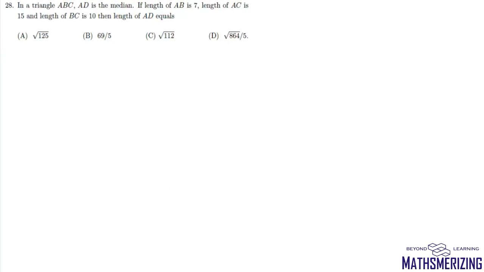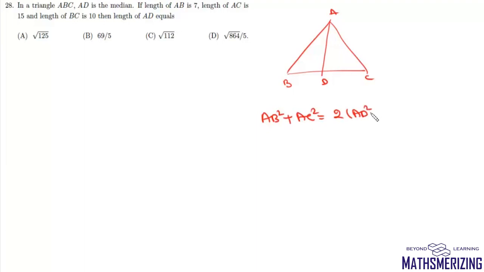Now question number 28 is, in a triangle ABC, AD is the median. So we have this triangle ABC, and then AD is the median. We need to find the length of AD. Now from Apollonius theorem, we know that AB square plus AC square is 2 times AD square plus CD square. Now what's AB square? AB square is 7 square and AC square is 15 square, and it will be 2 times AD square, we need to find, and then CD square.